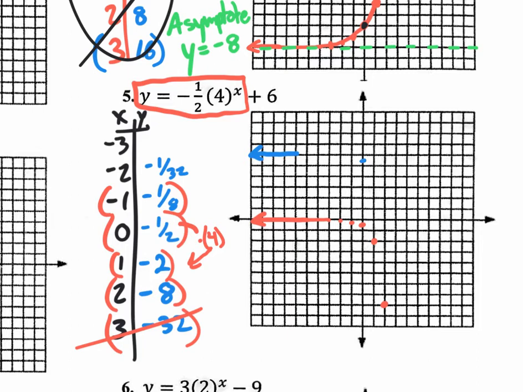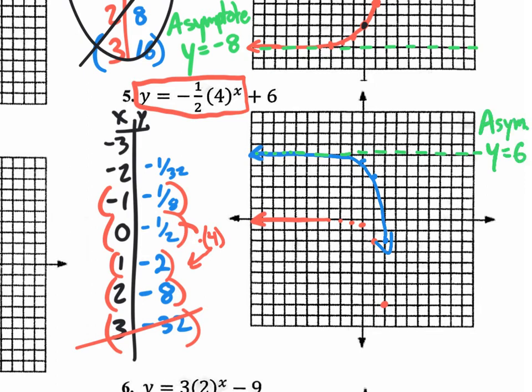And then I'm going to move the next one up 6 units, and that'll be right there. Then the other one, move it up 6 units. 1, 2, 3, 4, 5, 6, it'll be right there. And we have our blue exponential growth function. What is the asymptote of this blue exponential growth function? That's right. Y equals 6. That's the asymptote.